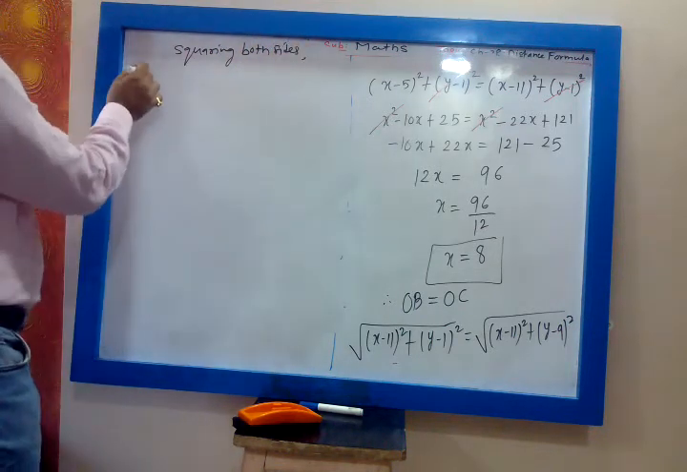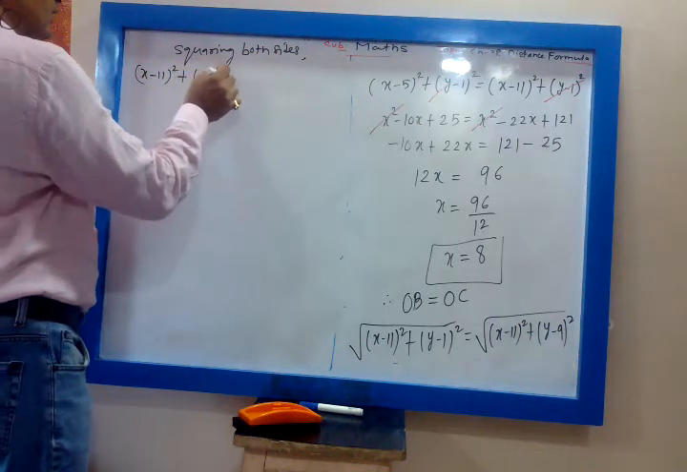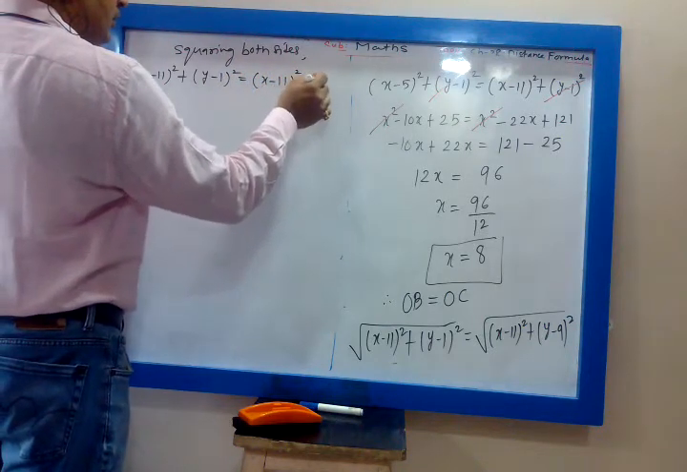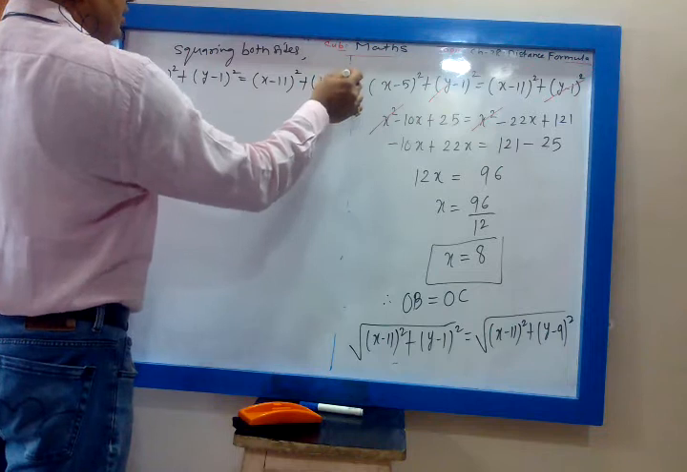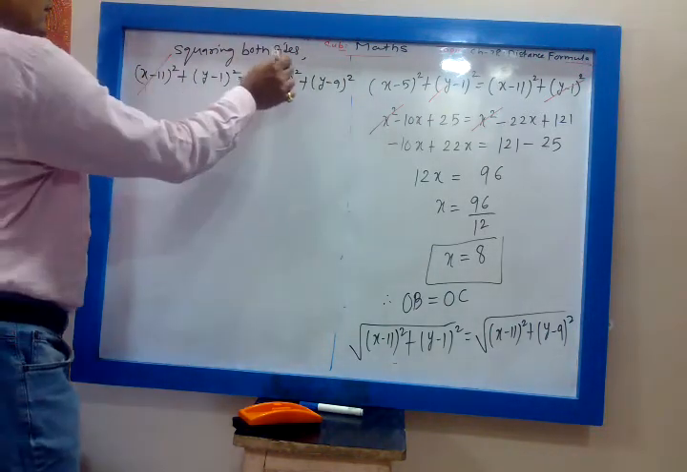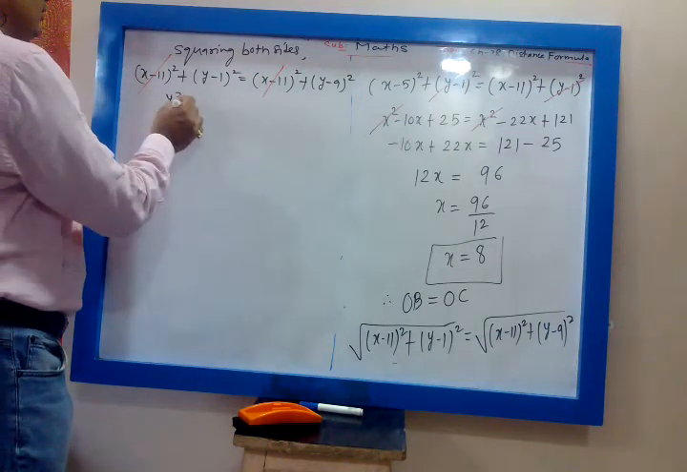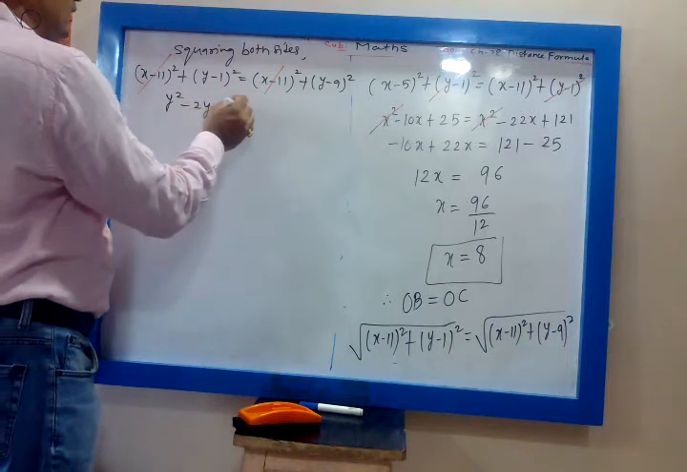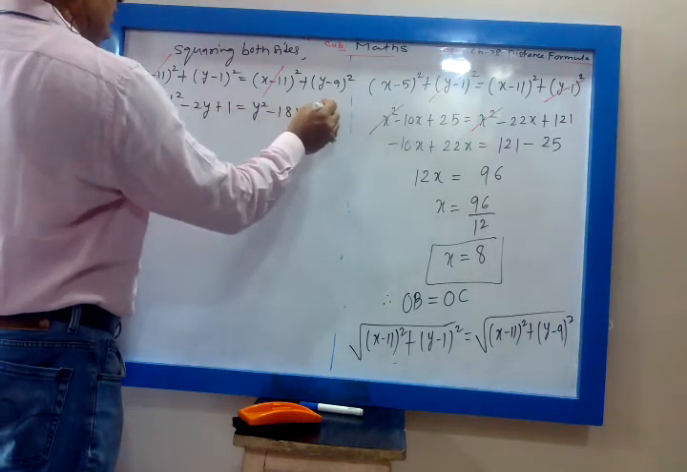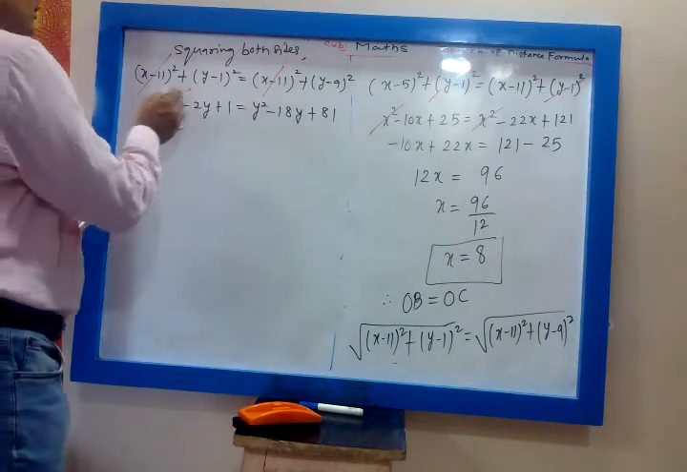You will get (x minus 11) whole square plus (y minus 1) whole square is equal to (x minus 11) whole square plus (y minus 9) whole square. (x minus 11) whole square gets cancelled directly. So (y minus 1) whole square, y square minus 2y plus 1, is equal to y square minus 18y plus 81. Now again y square gets cancelled.